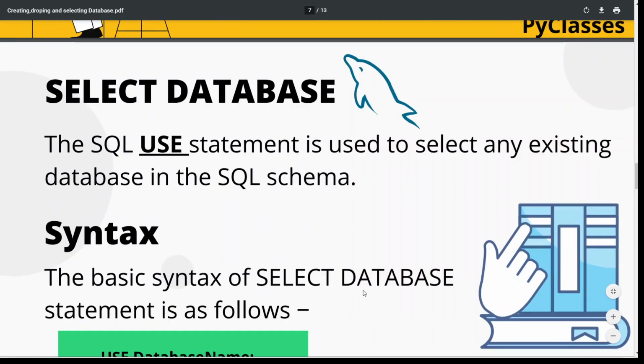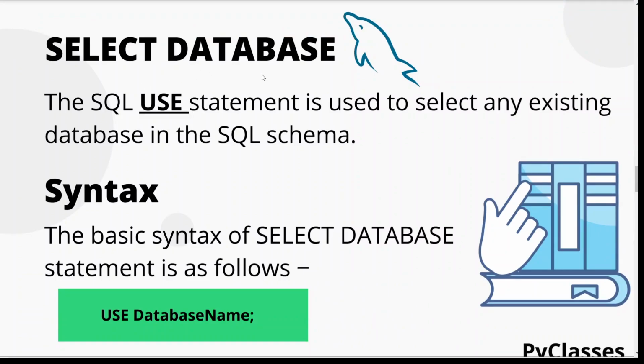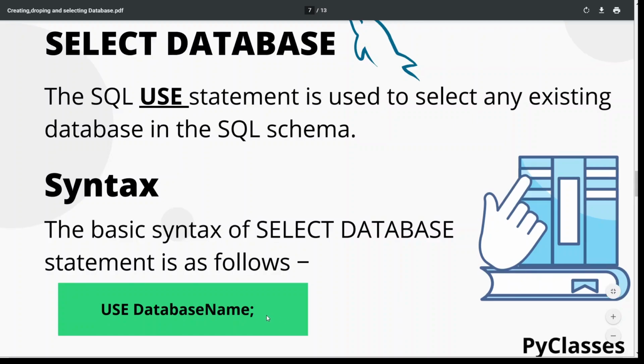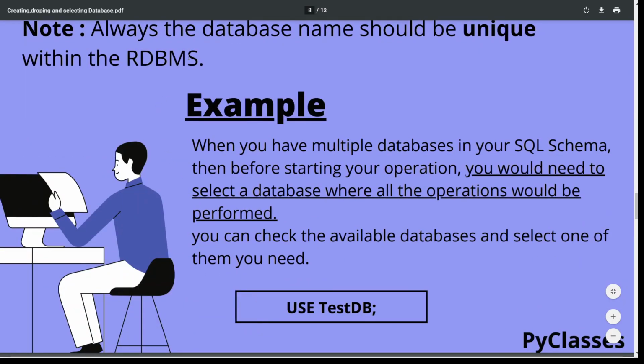Now moving to our next topic, which is select database. The SQL use statement is used to select any existing database in SQL schema. So following is the syntax given below. Use database name and semicolon. And remember that the database name should be unique. As you can see, this is the example given below. Use testdb semicolon, where testdb is the database name.